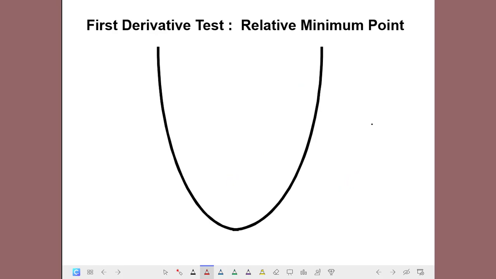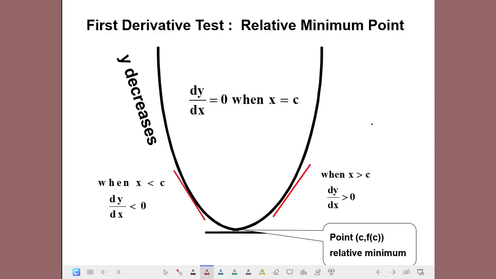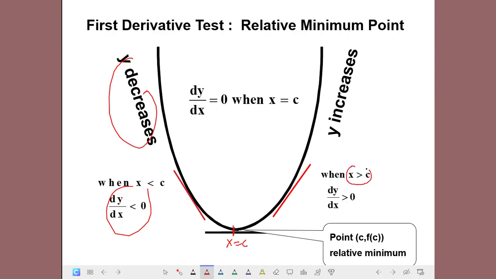For the relative minimum point, the graph looks like this. Okay, dy/dx is equal to 0 when x is equal to C, and the graph is something like a smiling graph. Okay, this is at C. When x is less than C, on the left, the graph is decreasing. When x is more than C, the graph is increasing, or dy/dx is more than 0. This one is a minimum, relative minimum or local minimum.